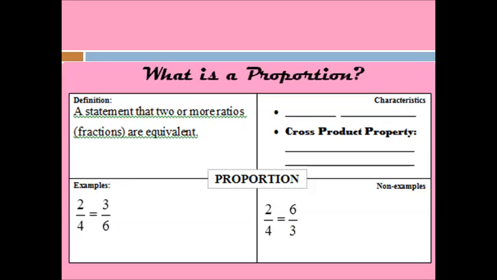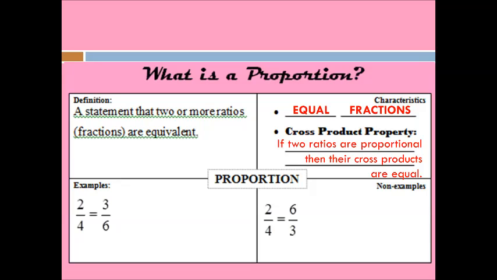Now to get into the nitty-gritty, the details, the definitions. What is a proportion? A proportion is a statement that 2 or more ratios, or fractions, are equivalent. So the big characteristics to look for are equal fractions, and one very useful way to find out if 2 fractions are proportional is using the cross product property. This says if 2 ratios are proportional, then their cross products are equal. The cross product property can be very useful for determining if 2 fractions are proportions or not.